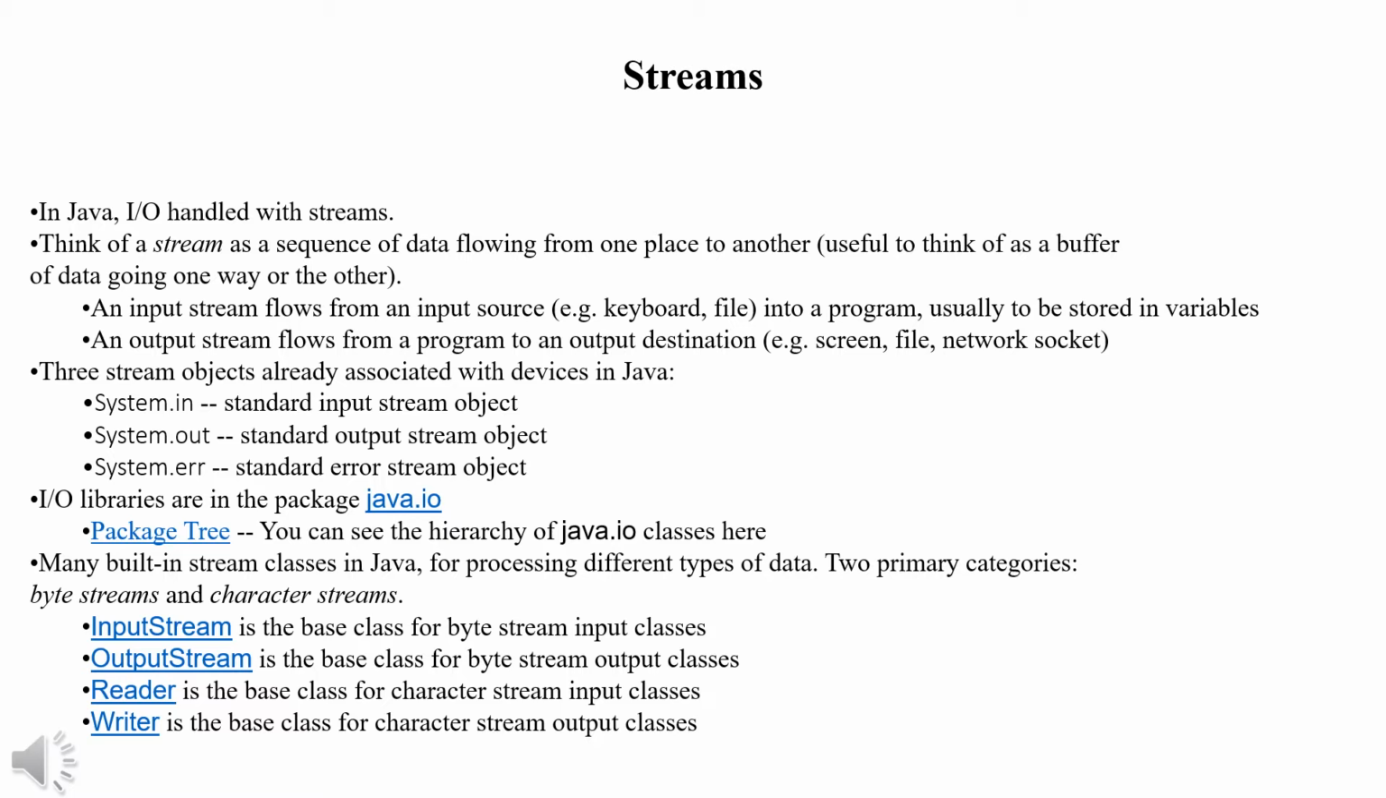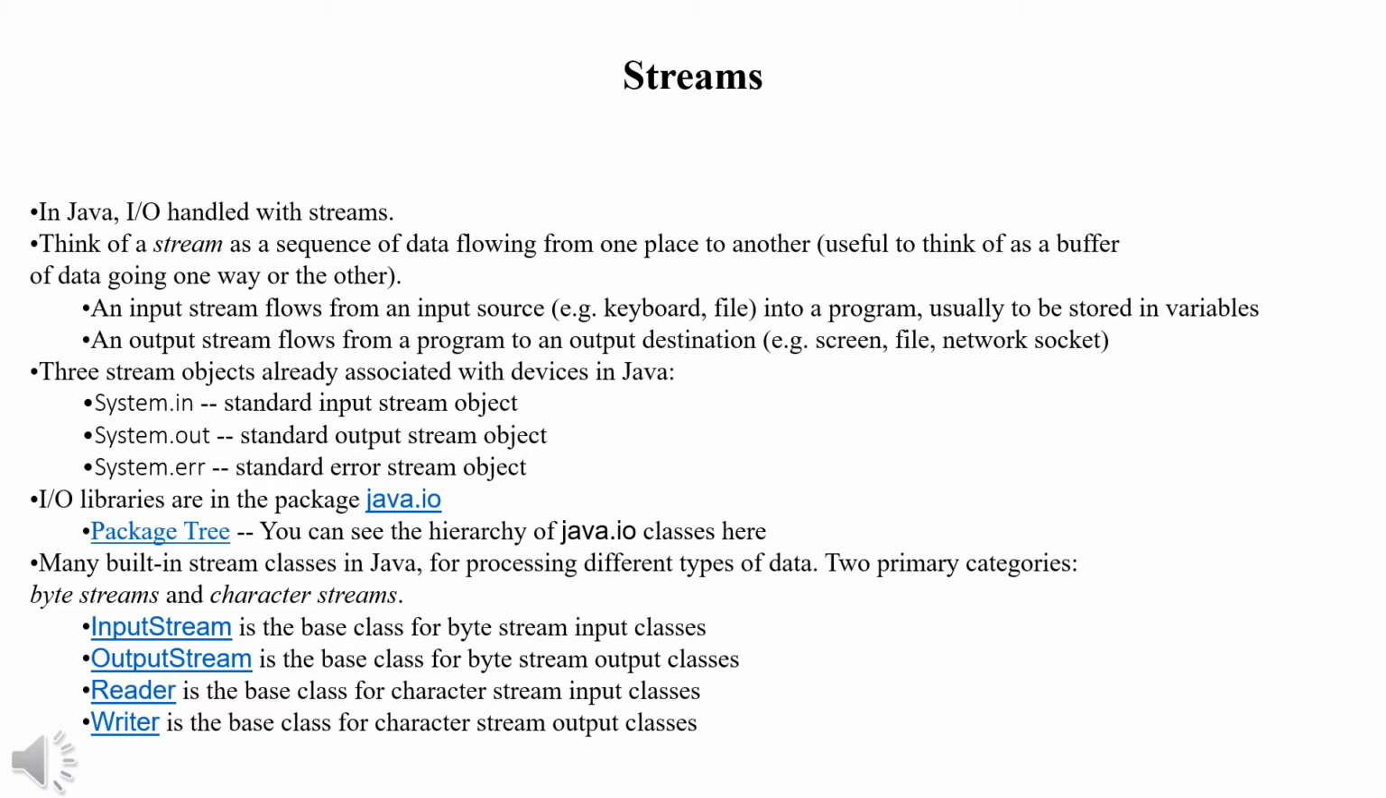The built-in stream classes in Java are for processing different types of data. And we have two primary categories. The first one is byte streams, and the second one is character streams. As you see, byte streams are suitable for streams of bytes and character streams are suitable for streams of characters. So let's see what the classes related to these two categories are.